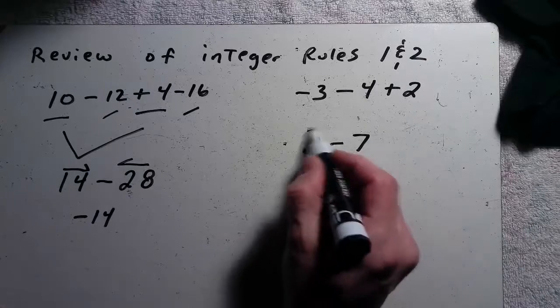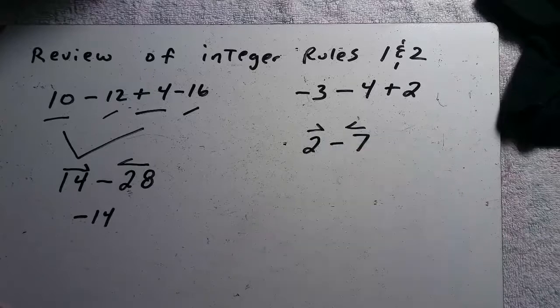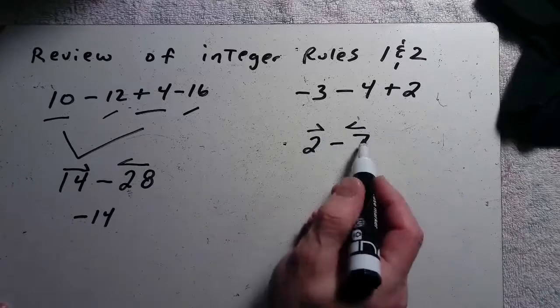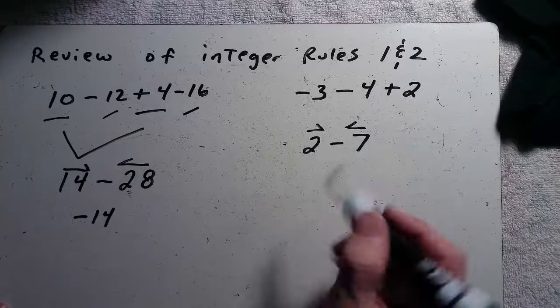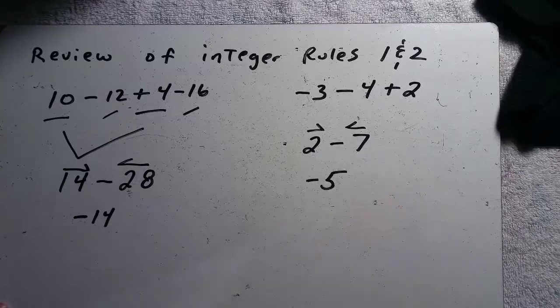So now we have our final rule 2. Right pointer, left pointer, different directions. Rule 2, 7 minus 2 is 5. Keep the sign from the larger integer.